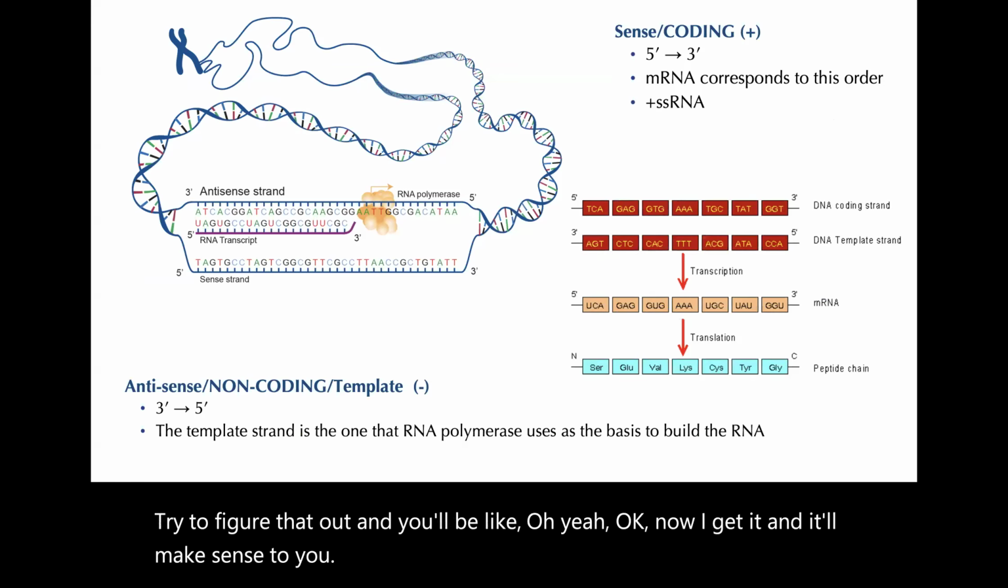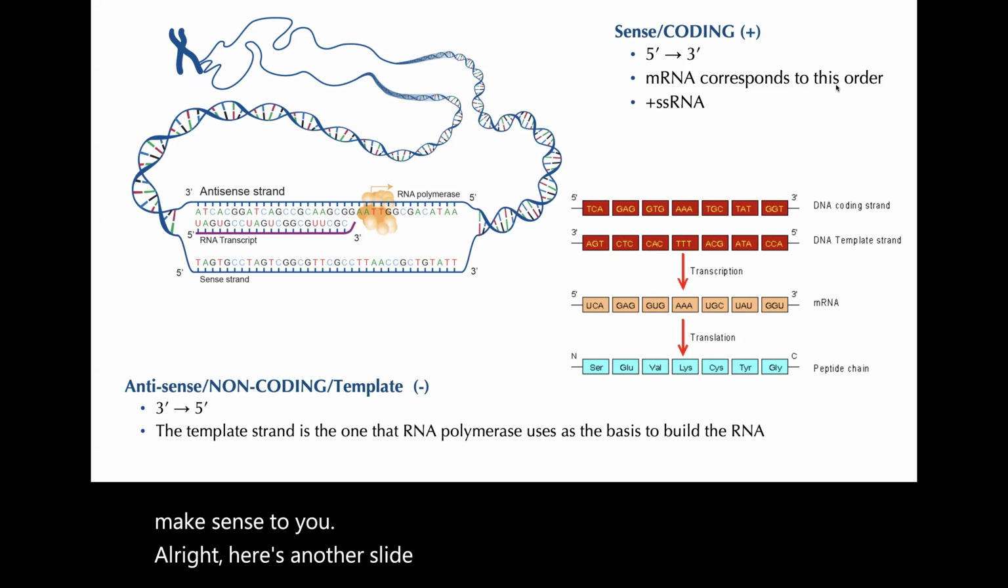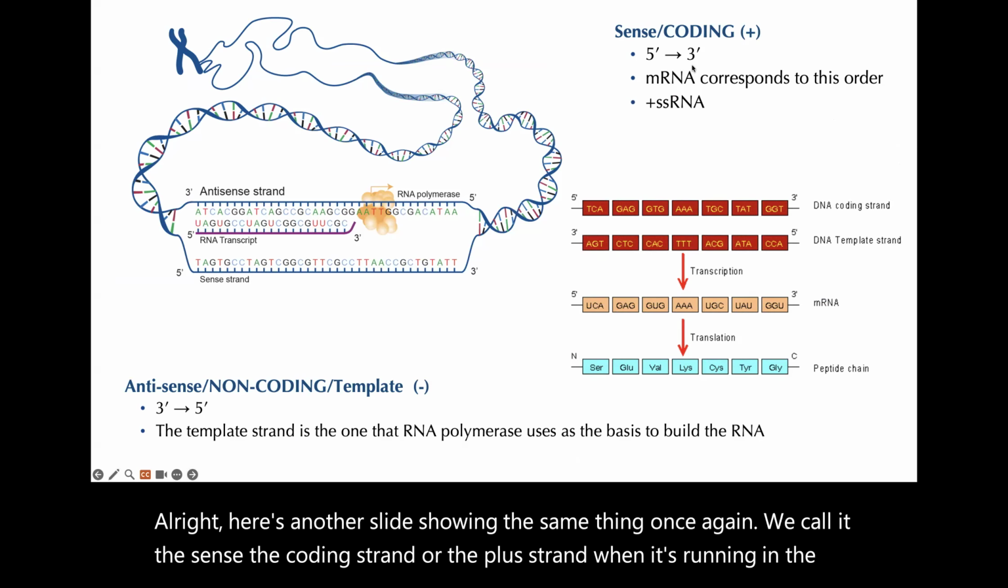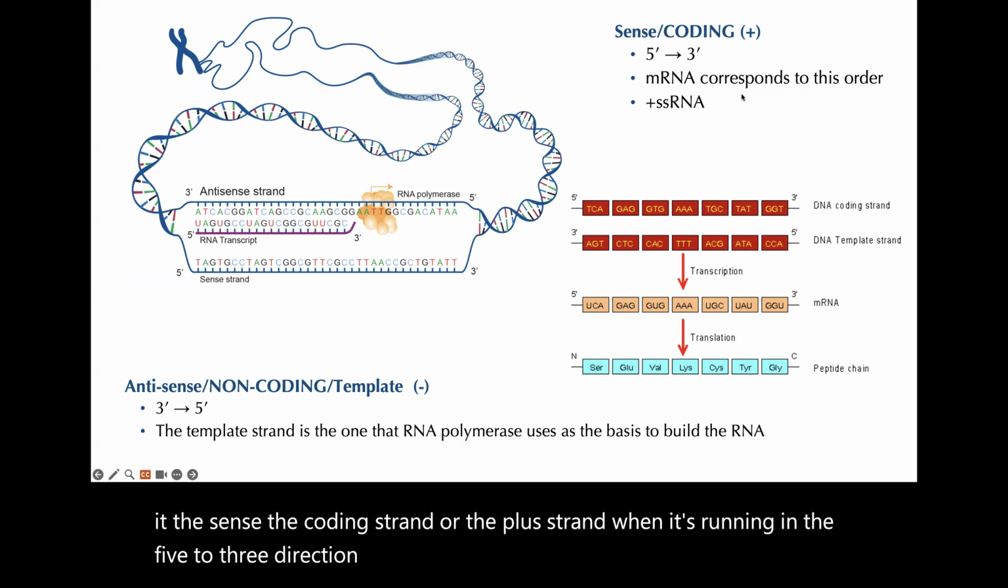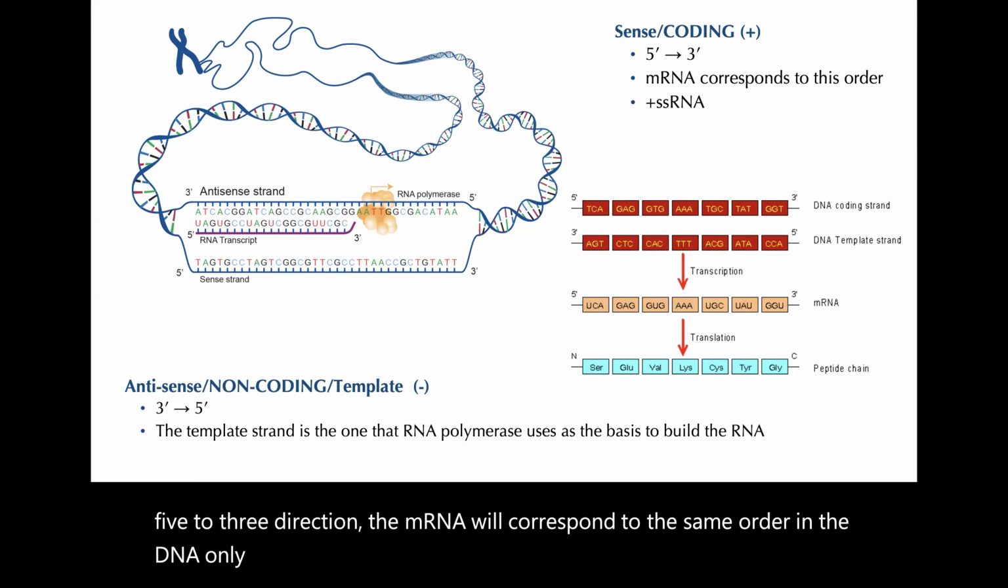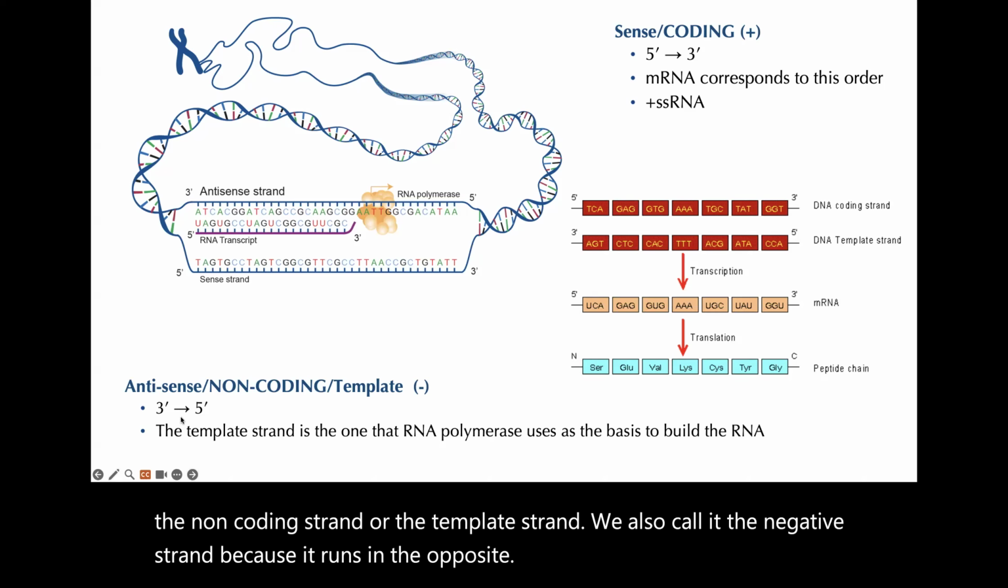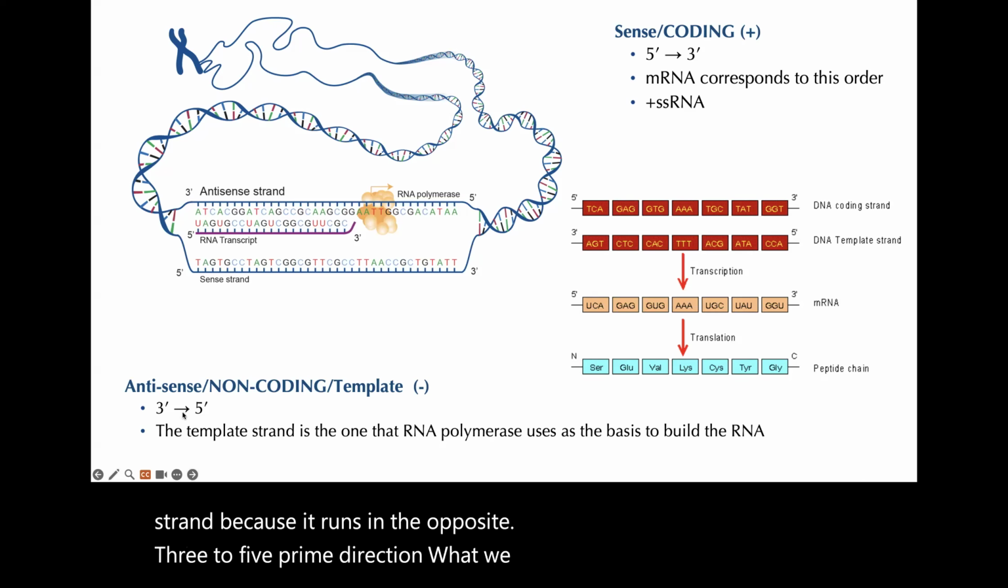All right, here's another slide showing the same thing. Once again, we call it the sense, the coding strand, or the plus strand when it's running in the 5' to 3' direction. The mRNA will correspond to the same order in the DNA, only substituting uracil for thymine. So once again, the antisense is the non-coding strand or the template strand. We also call it the negative strand because it runs in the opposite 3' to 5' direction. But we need that template to build our mRNA off of it.